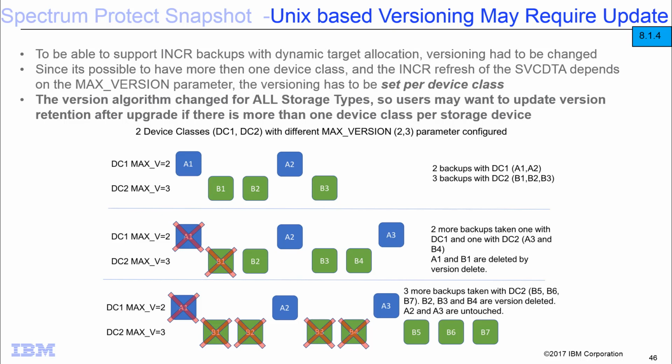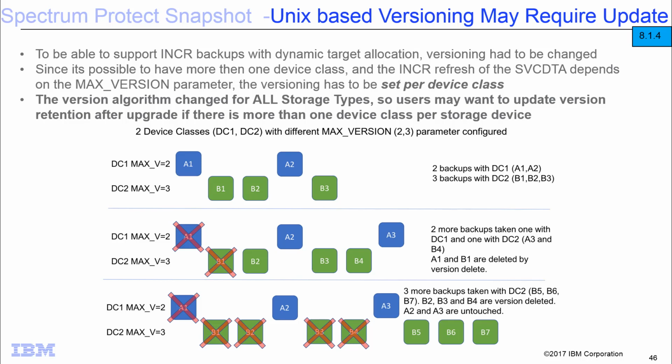So the recommendation here is, take a look at the versions that you're creating, and if you are migrating to version 8.1.4, take a look at how the new versioning works and potentially reduce the number of versions to reduce the number of snapshots that you need.